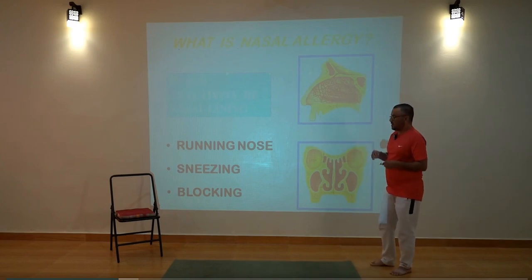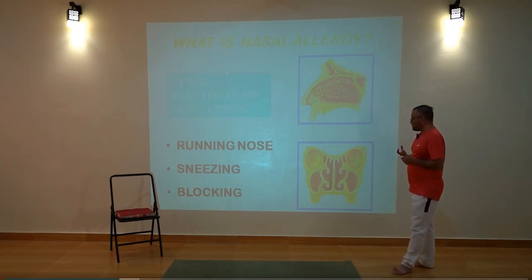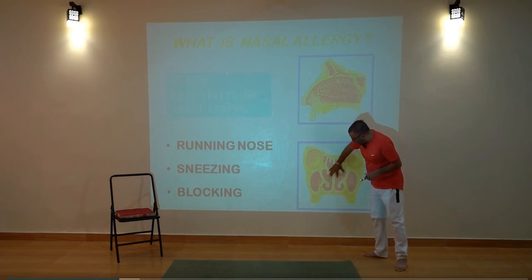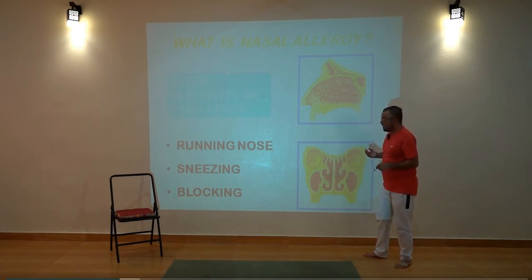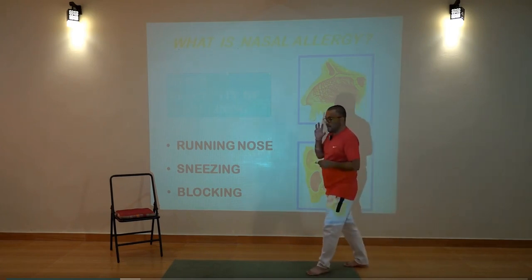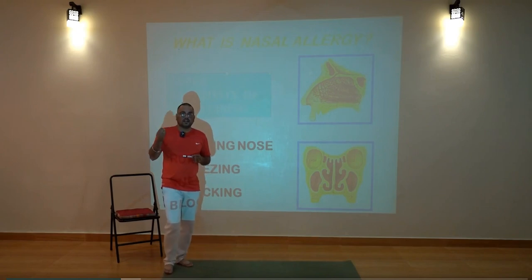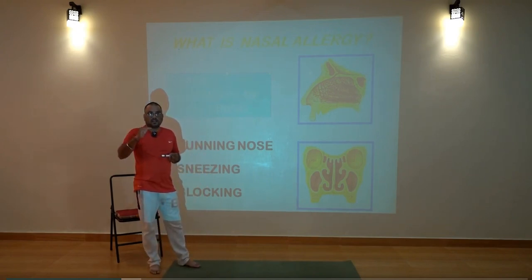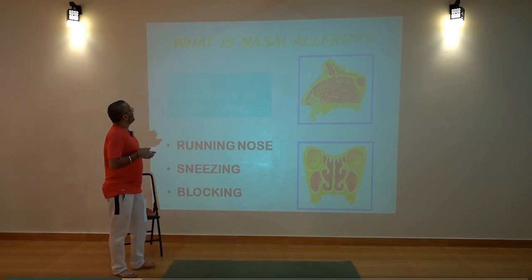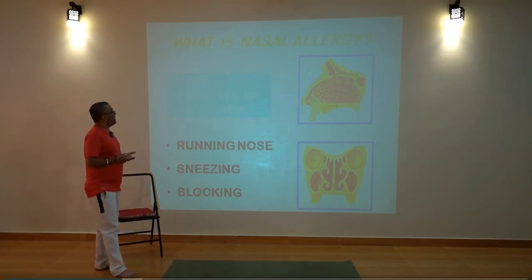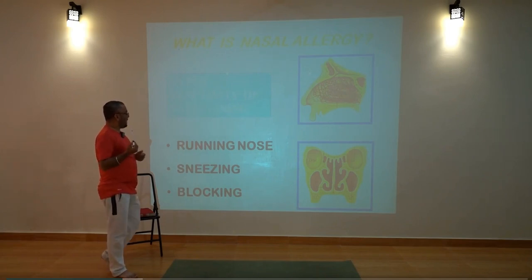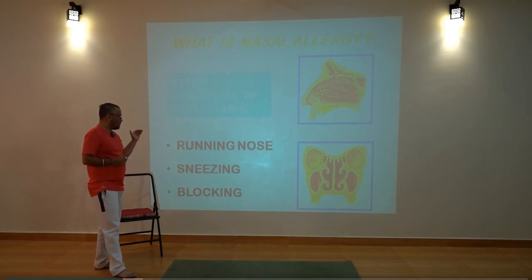So a running nose, sneezing and blocking occur. The running nose, sneezing and blocking cause more narrowing of the nasal cavity. So the air passageway is affected at that time, and less air reaches your lungs, which increases inflammation and decreases the level of healing. So this is about nasal allergy, how it comes about through hyperreactivity of the nasal lining, leading to running nose, sneezing and blocking. Now we go to the next slide.